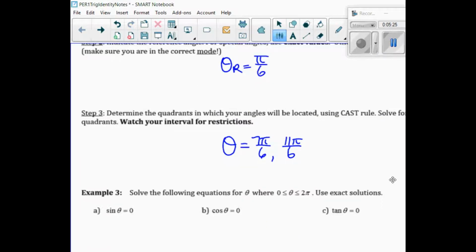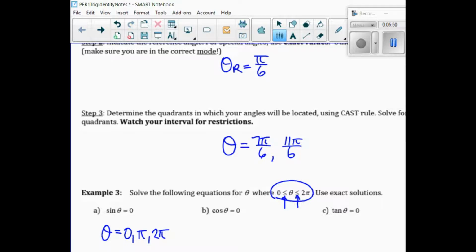Moving on. So these are exact solutions, so no calculator. So sine theta is 0, and that is where the y value is 0, and that's in 3 spots. Notice my domain is in radians, and it's including both 0 and 2 pi. So theta would be 0, pi, 2 pi.